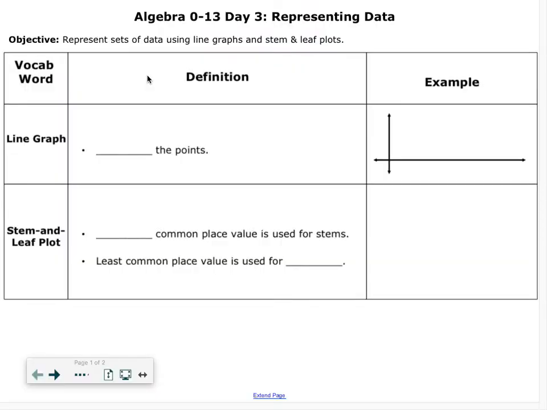This is hopefully the last lesson that we have to do via video. We're again still looking at visual data, and we're going to probably introduce something that's new to you called a stem and leaf plot. It's a pretty neat way to display data.